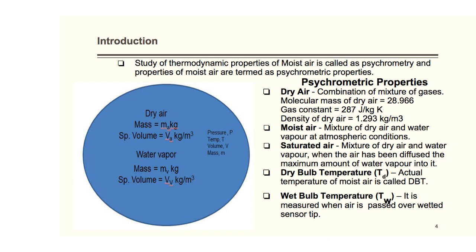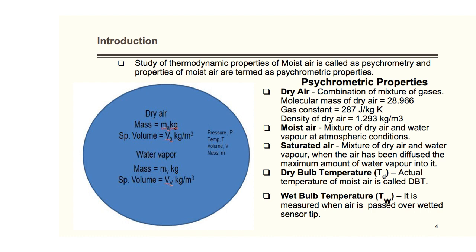So psychrometry is the study of thermodynamic properties of moist air. What are these thermodynamic properties? These are temperature, specific heat, enthalpy, entropy, etc. And here we have used the term moist air. Why? Because in our environmental air we have dry air as well as water vapor. So the study of thermodynamic properties of moist air is called psychrometry, and these different properties of moist air are termed as psychrometric properties.